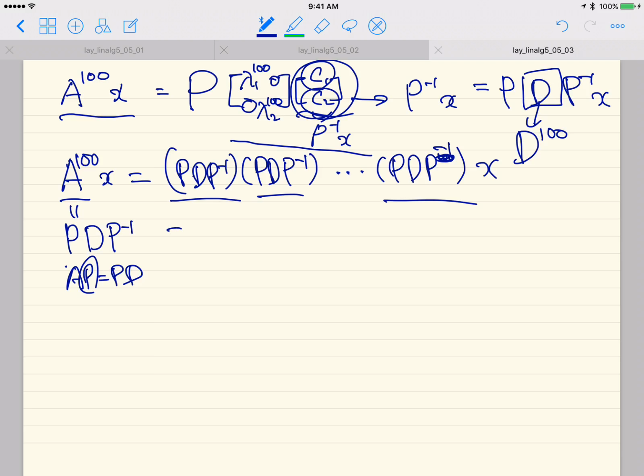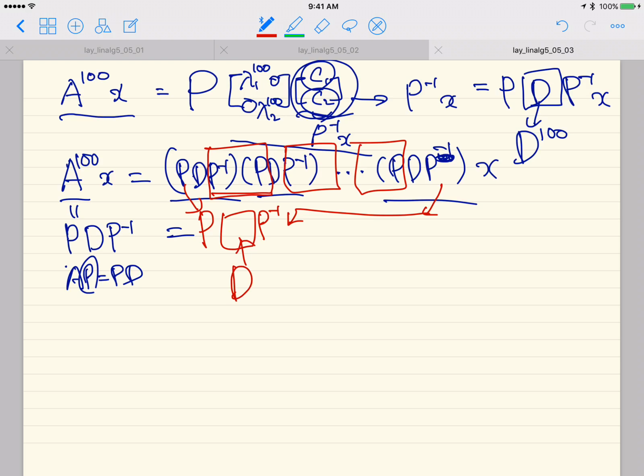These two parts, the starting part and the ending part, which have a P and a P inverse, will just cancel out. And so we have P and P inverse on the outside, and this middle part is simply D to the power of 100. For example, if D was 5 and 3, then D to the power of 100 is 5 to the power of 100 and 3 to the power of 100.